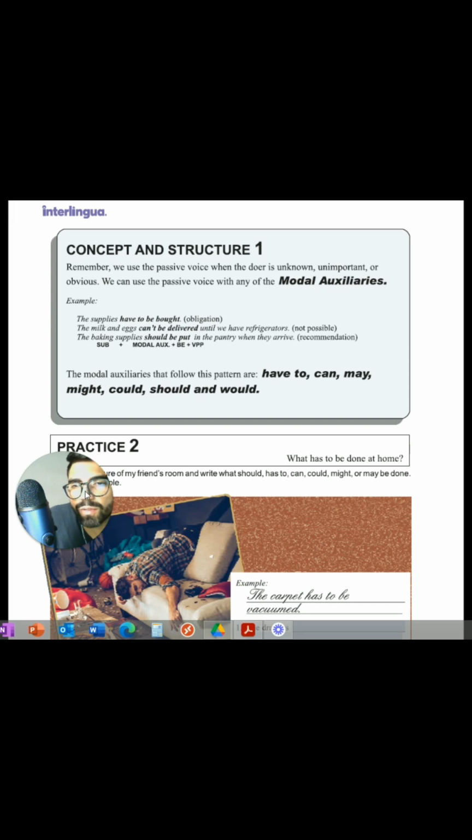Another example: the milk and eggs can't be delivered until we have refrigerators. Not possible. Another example: the baking supplies should be put in the pantry when they arrive. Recommendation. Subject, modal auxiliary, be, and verb in participle form, BPP. The modal auxiliaries that follow this pattern are have to, can, may, might, could, should, and would.